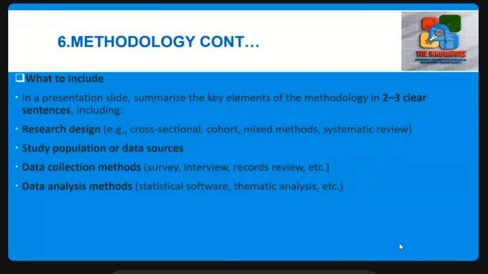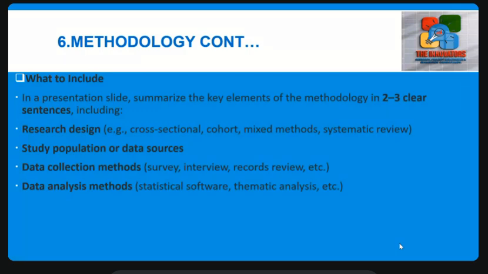What to include when writing a good abstract methodology? We should include the design, which might be cross-sectional, mixed methods, systematic review, analytical review, and so on, depending on the design of the study, the population, or the data source. The data source is commonly used for secondary data.